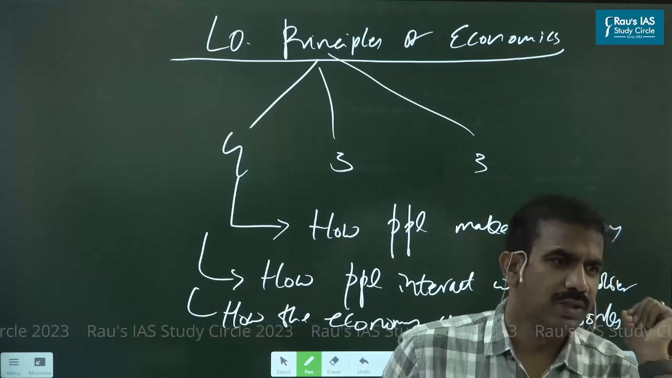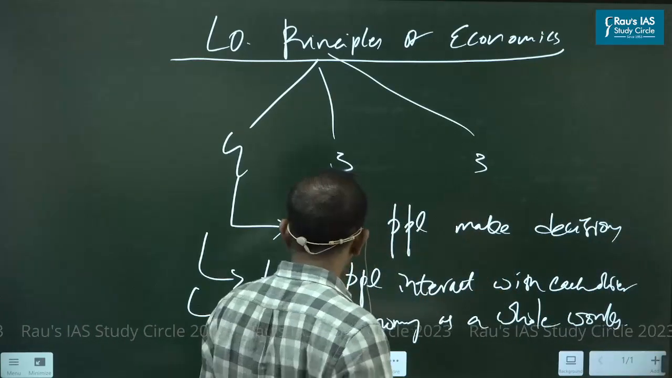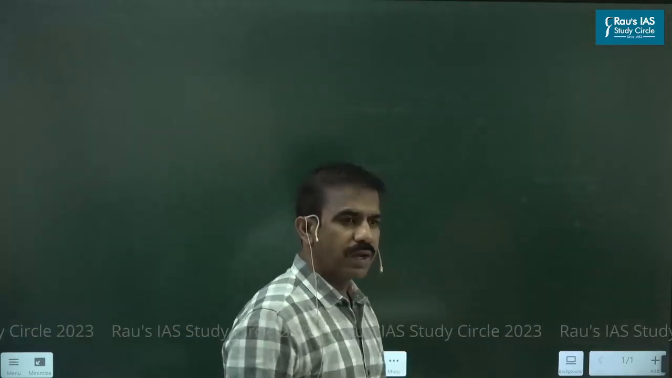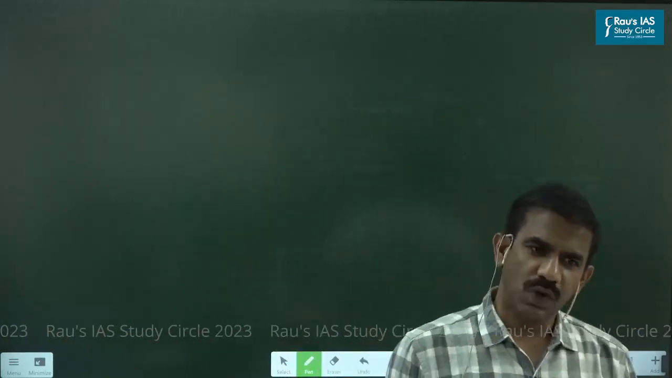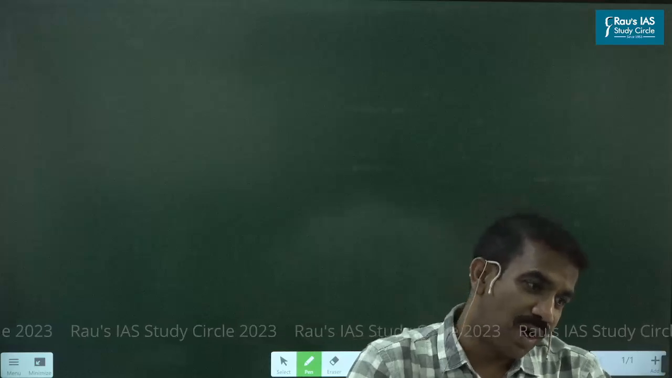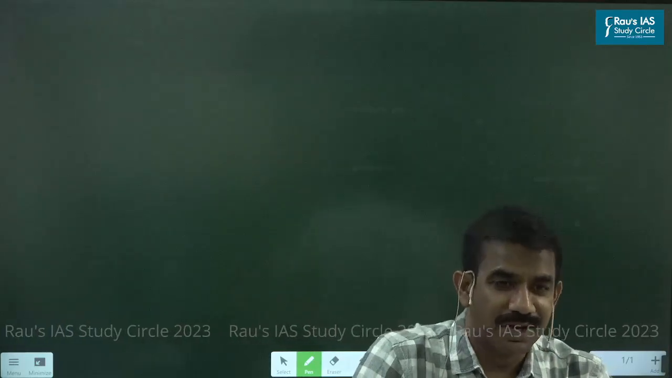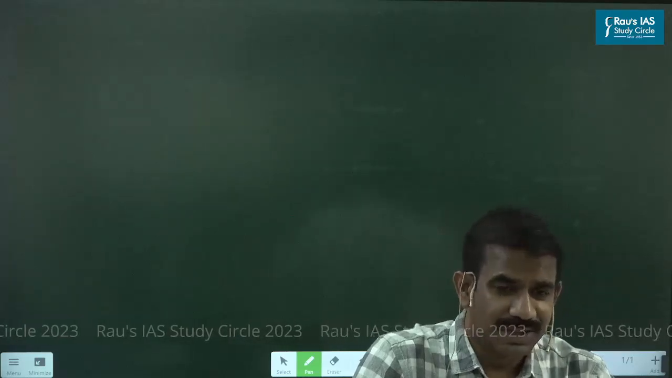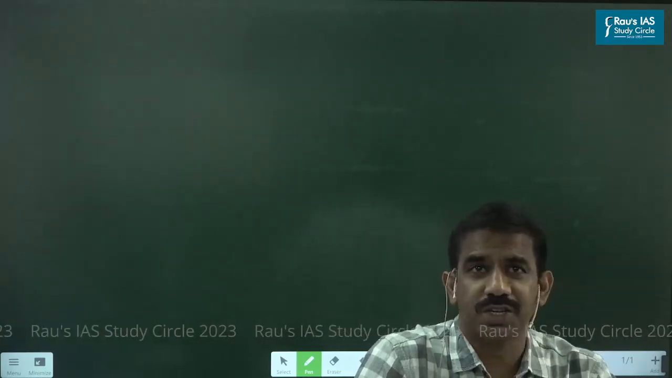Okay, let's start with the first and foremost principle of economics, and that explains how people make decisions. So how did you make a decision to choose economics as an optional? On what basis did you choose a green color dress today? Every decision that you have.